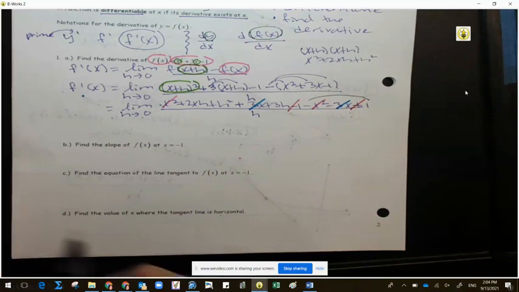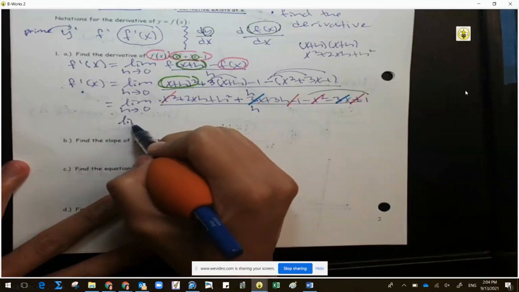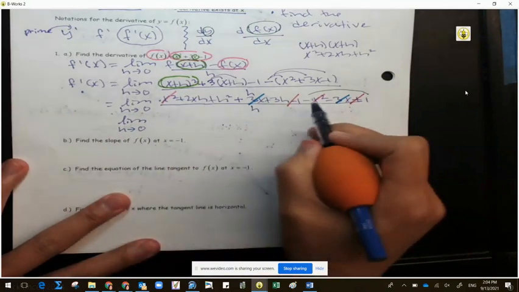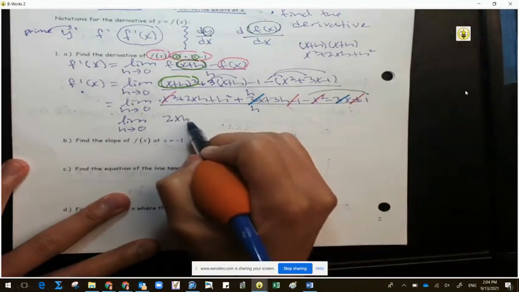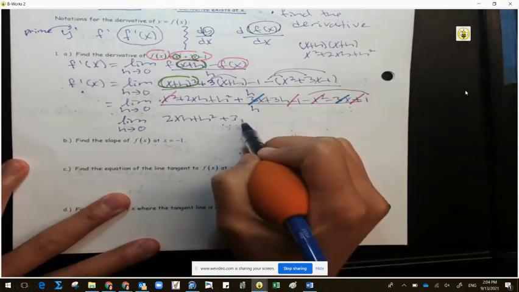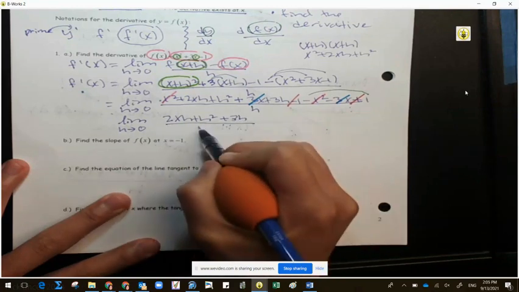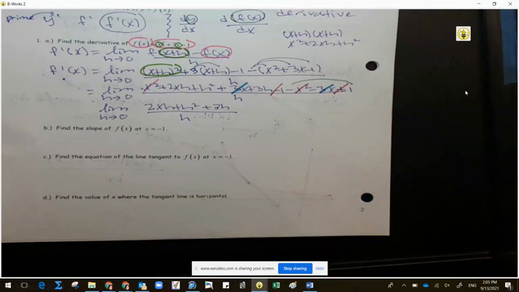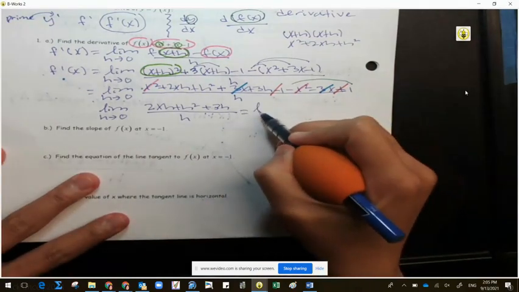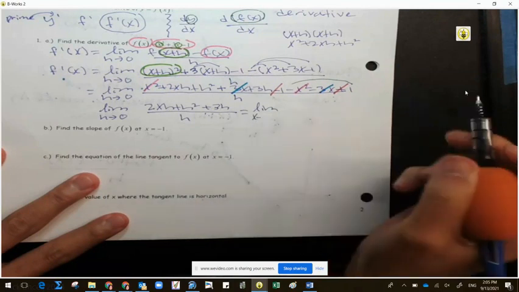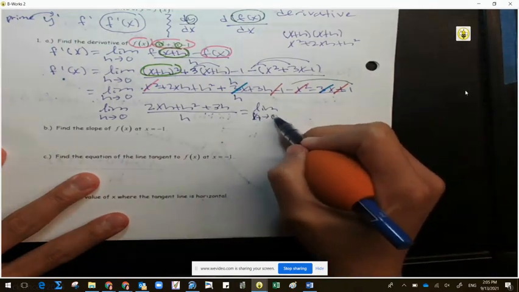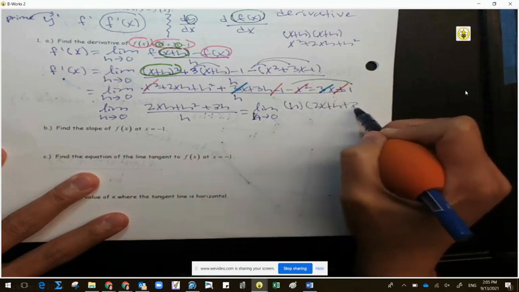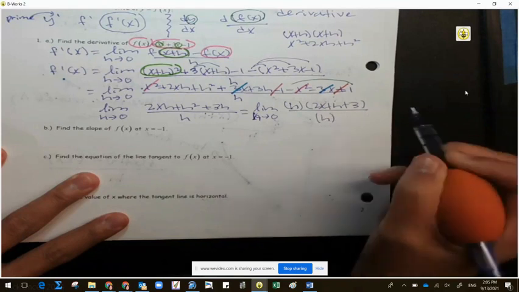So let's write out what we have remaining. I have the remaining limit as h approaches 0. And yes, I'm going to write out the tedious part, the remaining. I would skip a step, but I don't want to lose anybody, so I'm going to leave it right there. All right. What can I factor on my numerator right now? The h. So let's go ahead and factor it out. Take out the h: h times 2x plus h plus 3, all over h.